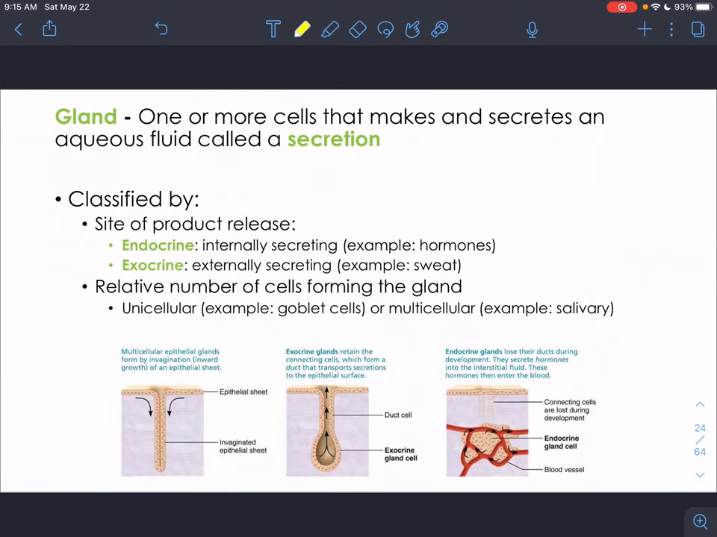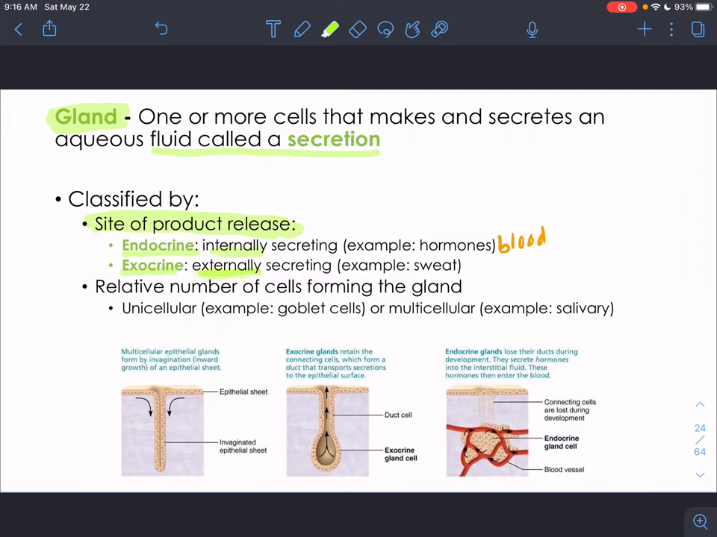All right, some other important epithelial structures. We have glands. Glands are made of epithelial tissue, and they are making fluid secretions. Okay. There's a bunch of different types. They're classified by the site of product release, and we'll talk about all this more in a few slides. But we have endocrine glands that secrete substances internally. So think into your bloodstream. And we have exocrine glands that secrete substances externally.